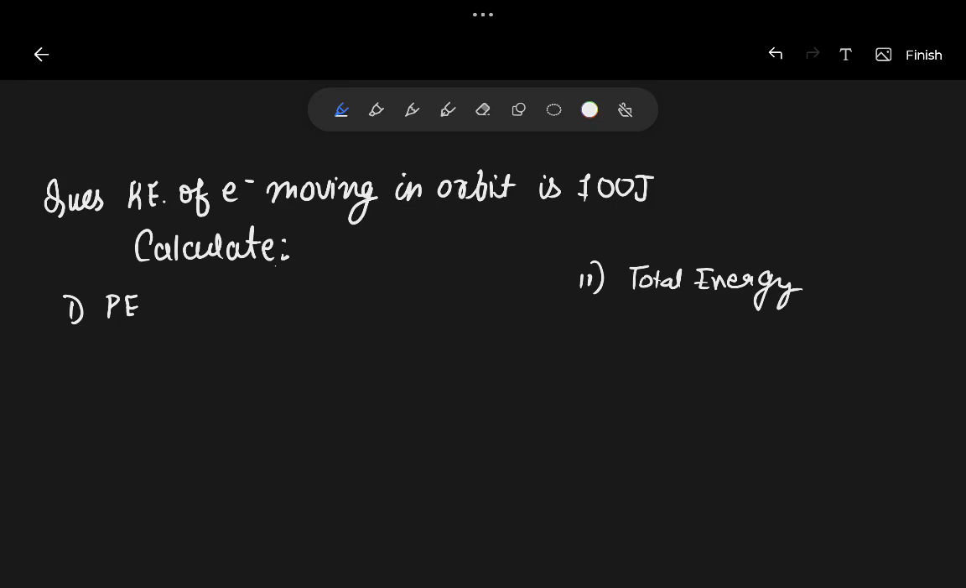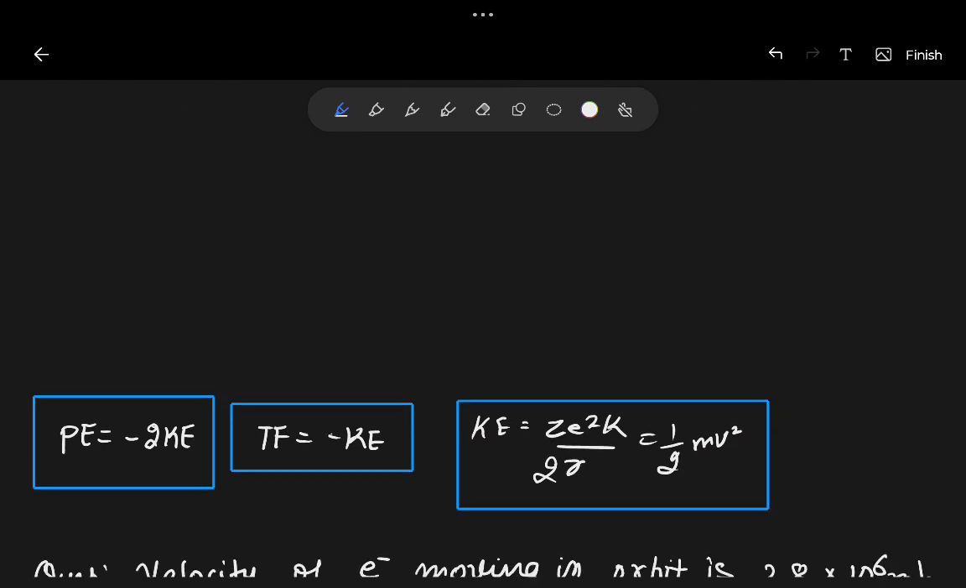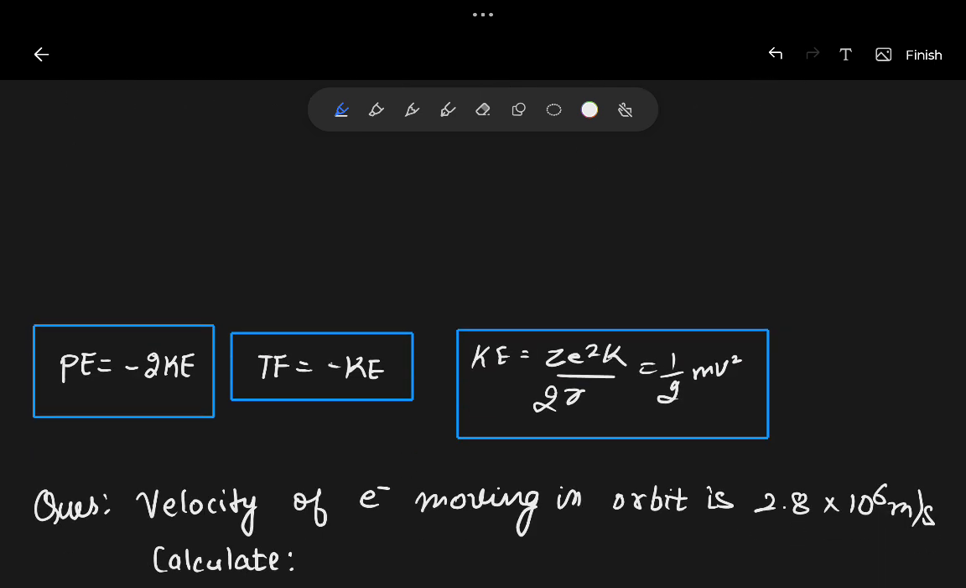Hi everyone, welcome back to part 2 of numerical extension of Rutherford's model. So we made some conclusions, we got some formulas in our previous video. Now we are just solving two questions in today's video to test our concepts and to practice the questions. So let's begin. Now here are three formulas I want you to review.